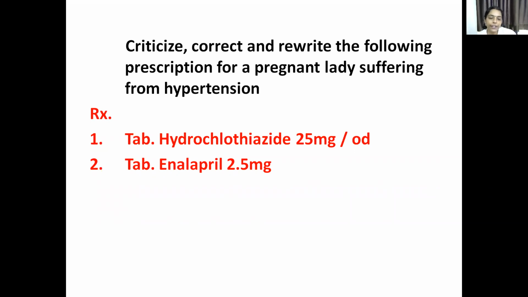Okay, so the definitive treatment for pregnant ladies suffering from hypertension will be termination by delivery. But that is not necessary because we have a good number of drugs available with which we can see that the pregnant lady is fine as well as the baby is fine. So what are the different drugs which you should avoid and what are the drugs which you can give in pregnancy? Here the treatment given is tab hydrochlorothiazide 25 mg OD, then tab enalapril 2.5 mg. Can you give these drugs?